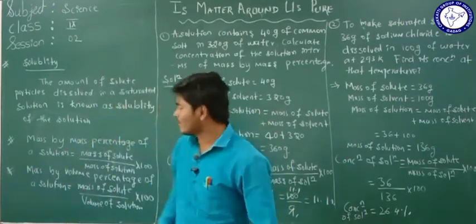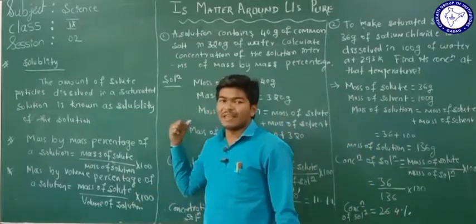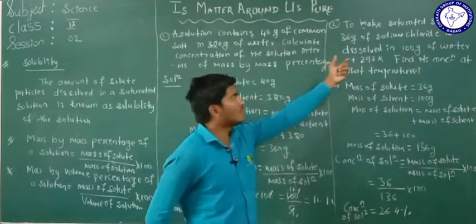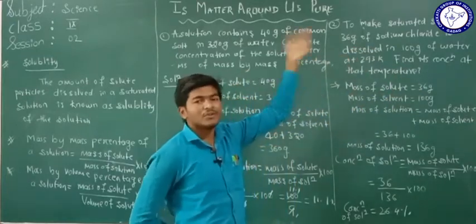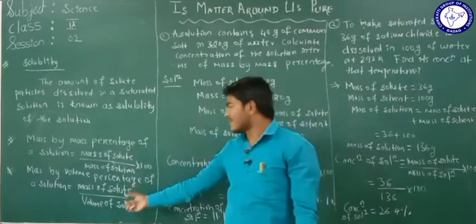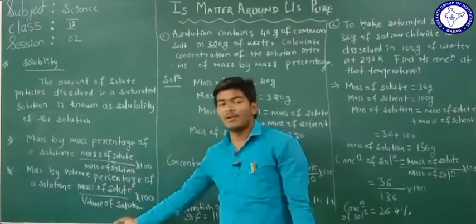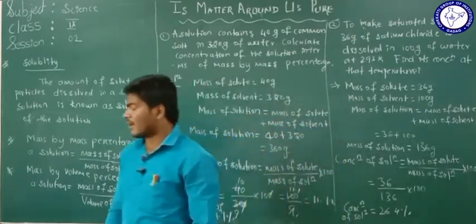So these are the very easy problems that may come in your examination for 1 mark or 2 marks. You have to remember both the formulas. If they give the volume of the solution here, they are going to change it. If they directly give the volume of the solution and the mass of the solute, you calculate the concentration of the solution using this formula: mass of the solute divided by volume of the solution into 100. You have to remember these two formulas.